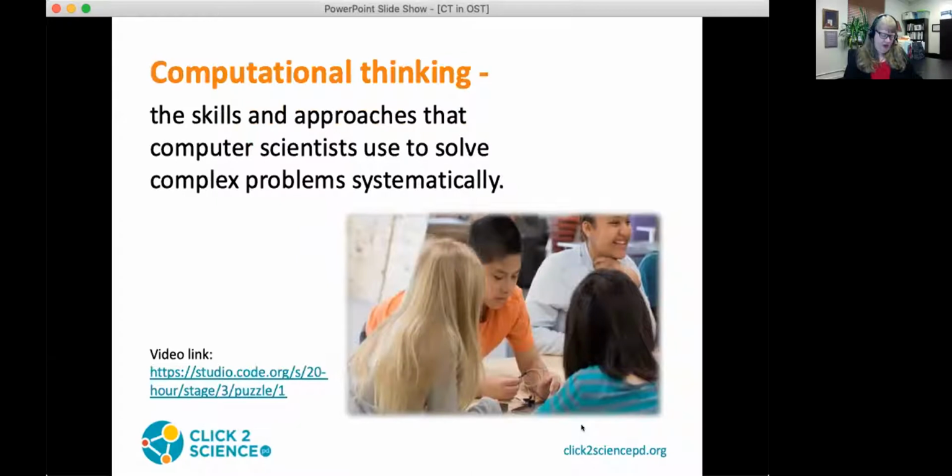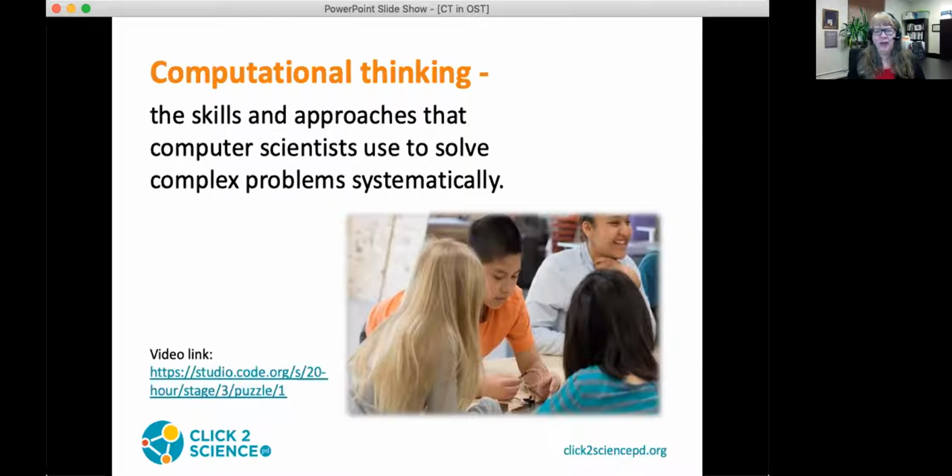All right. So I want to start with this idea of computational thinking. That's a term that I was not really familiar with until we started developing resources at Click to Science to support computer science. And once I understood what it meant, it helped me think about new and different ways that we could include computer science in after-school programming that went beyond what my traditional perspective or point of view had been. Computational thinking describes the skills or approaches that computer scientists use to solve complex problems.